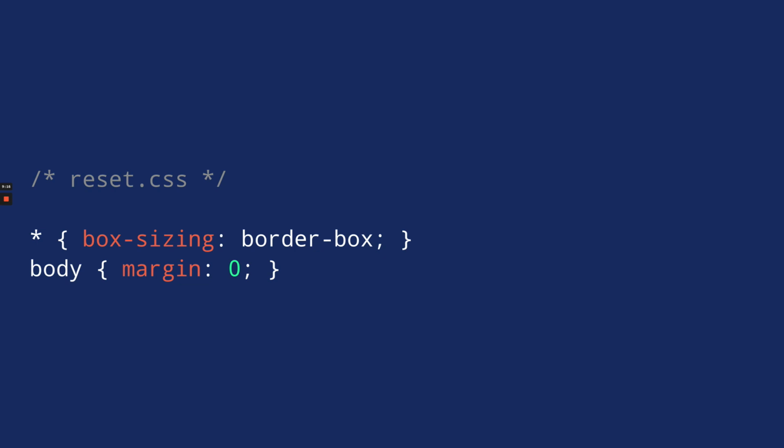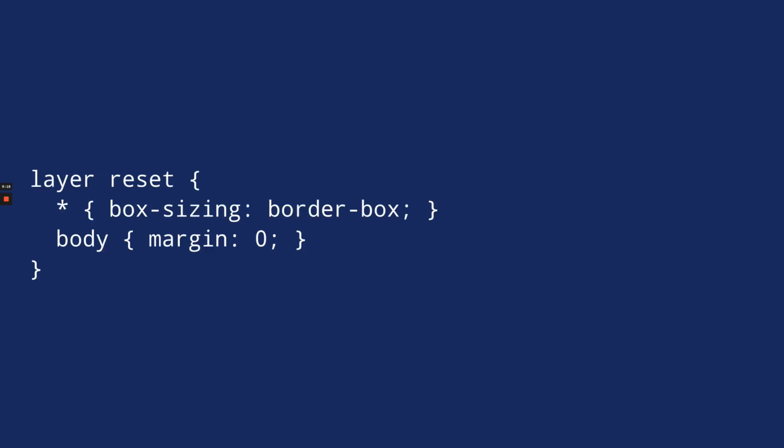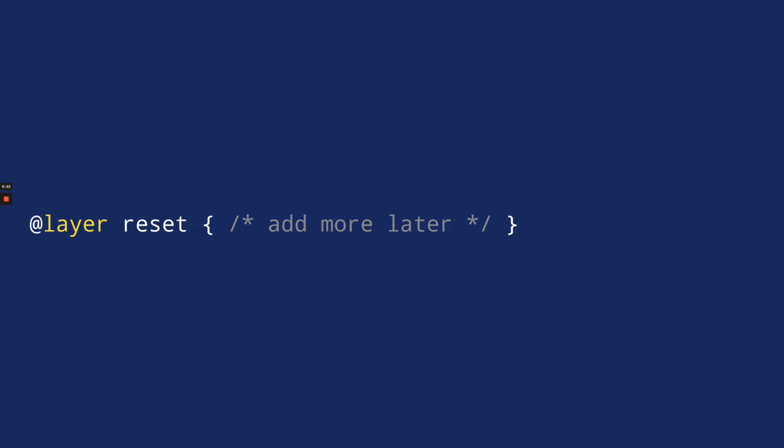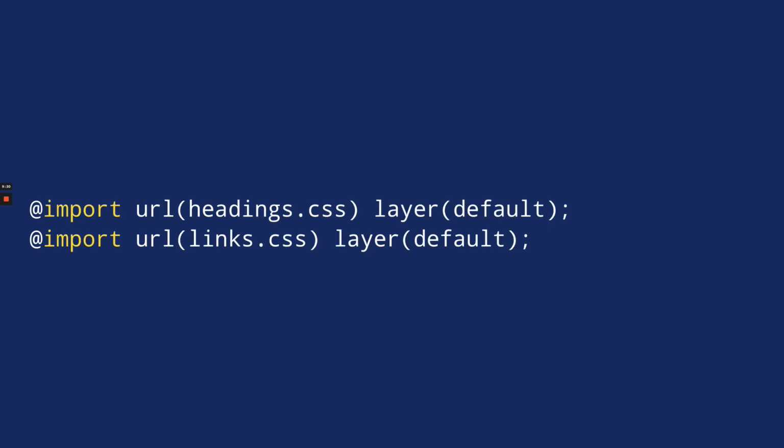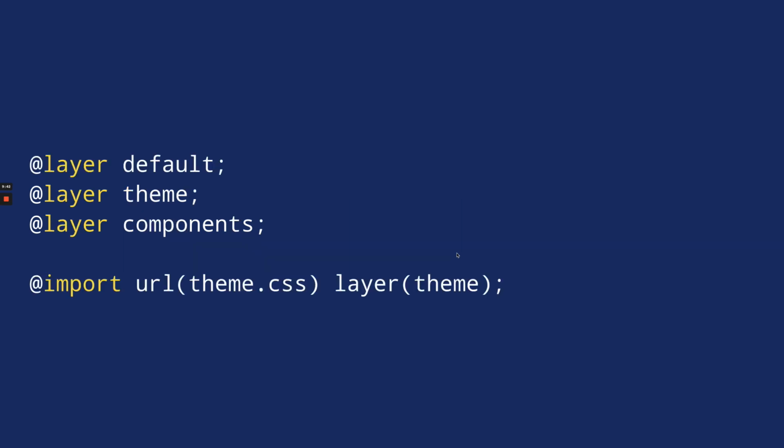CSS layers allow you to create a layer for your reset and then import the layer directly in the CSS, also allowing you to add more things to that layer after it was declared, and import layers one after the other. So here I am importing this file as a layer in this layer default, and then I'm adding also this file on this layer default, and you can do all sorts of importing.